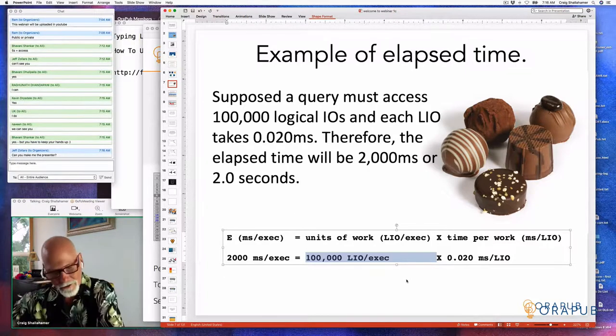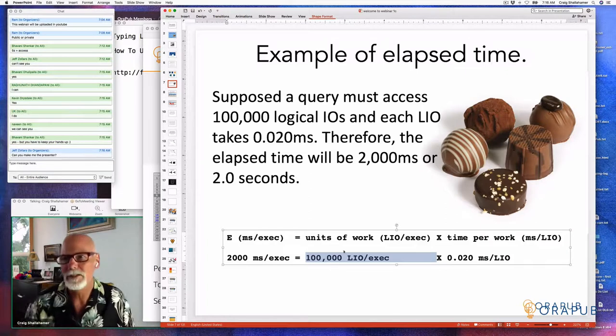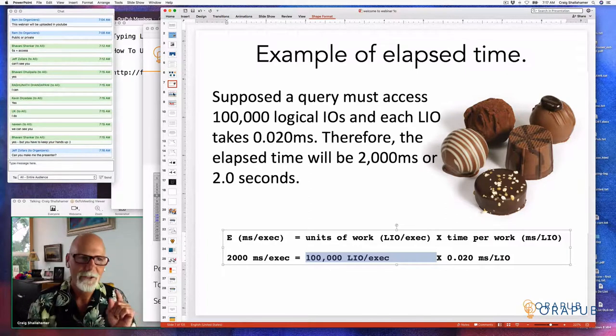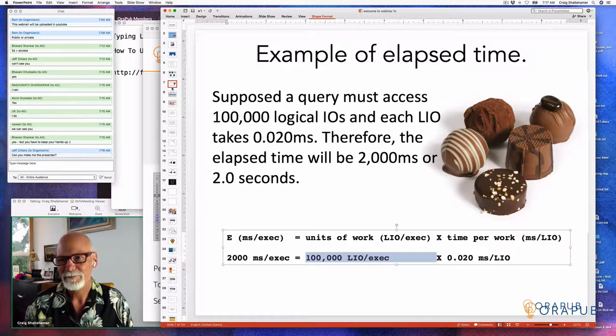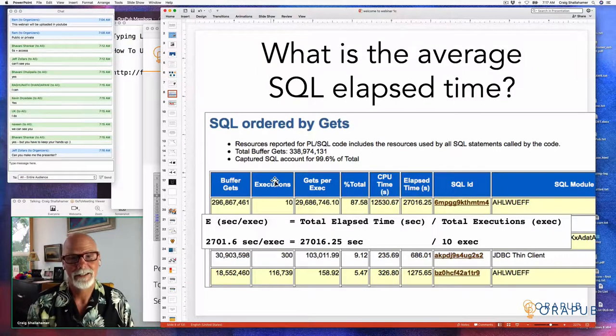So believe it or not, that actually ties into response time or queuing theory quite a bit. The really bizarre part is, can I get this from an AWR report? You actually can. Here's an example, SQL ordered by gets. We want to know what the average elapsed time is, not the total, but the average. There's no surprise here: you get the total elapsed time and divide by the number of executions. The total elapsed time is right over here.